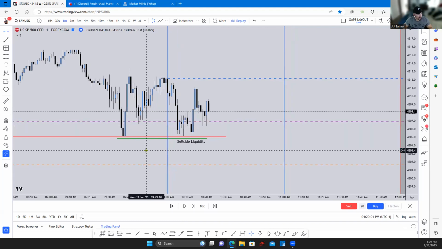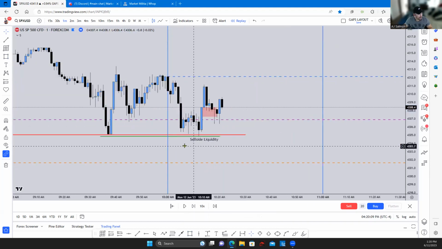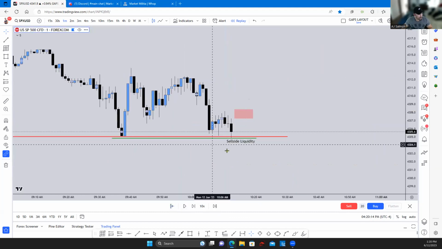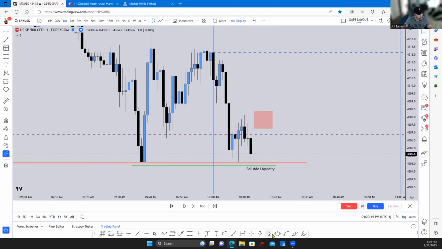Price rallies higher, right? Now we do create a fair value gap right in here. Okay, so if we go back a couple bars here, we have a swing high. Now, what is a swing high? It's another 3 candle pattern that creates this kind of trident pattern. See this swing high here? So it'll look like this.